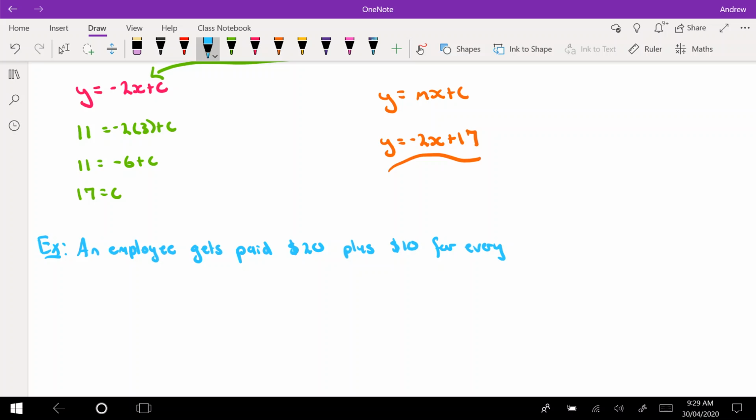An employee gets paid $20 plus 10 for every hour worked. If he earns C dollars for T hours. So he works T amount of hours, he earns C amount of dollars. Find, we'll go A. A is going to be the rule.